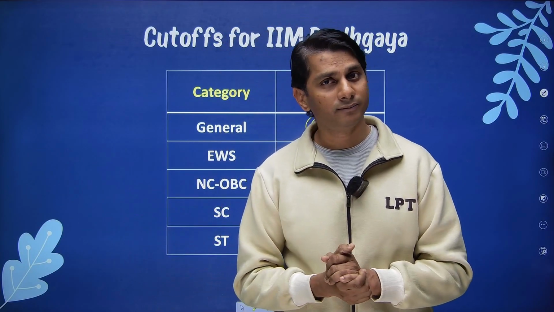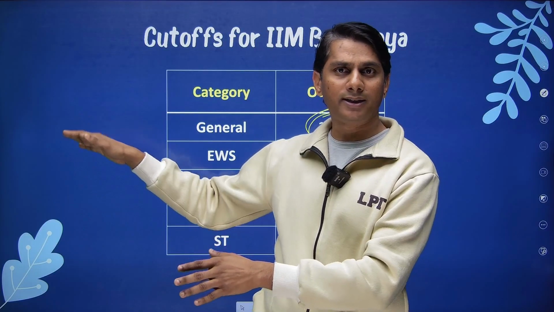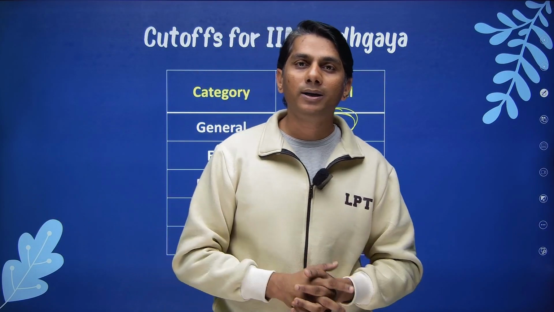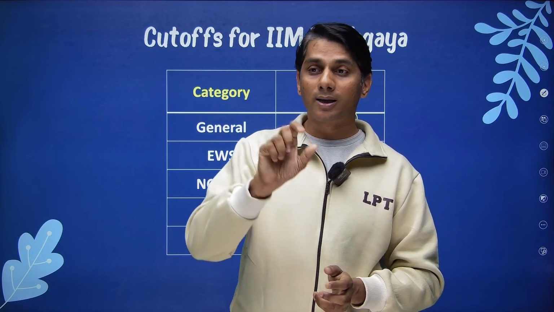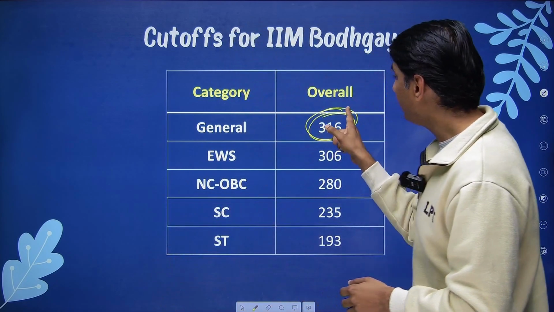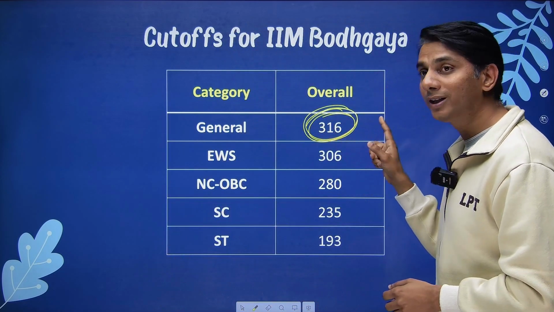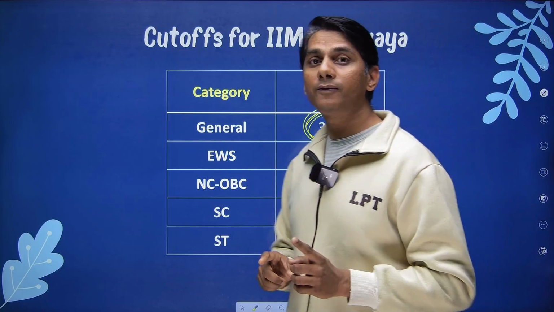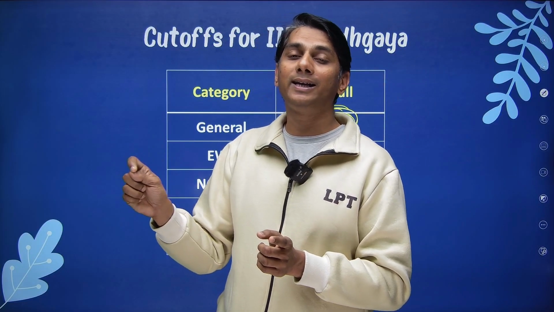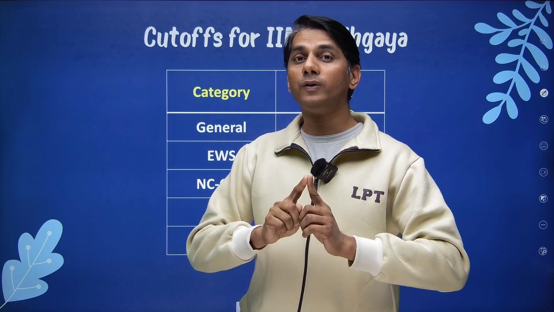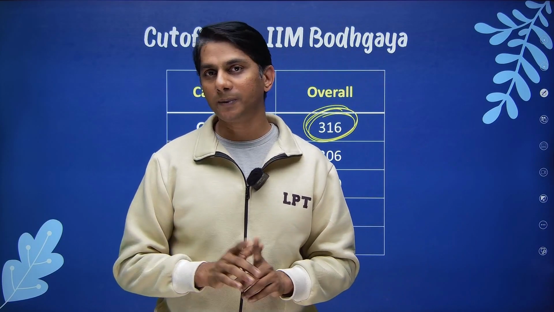For example, let's say in 2 sections, quant and DILR, you score 100%, 33 plus 33, you solve all 66 questions correct. But in verbal ability section, you are not able to clear the 30 percentile criteria. So even if your overall marks is more than 316, but since you have not cleared the 30 percentile criteria in verbal section, you will not be considered for the merit list. That is what IIM Bodh Gaya specifies.